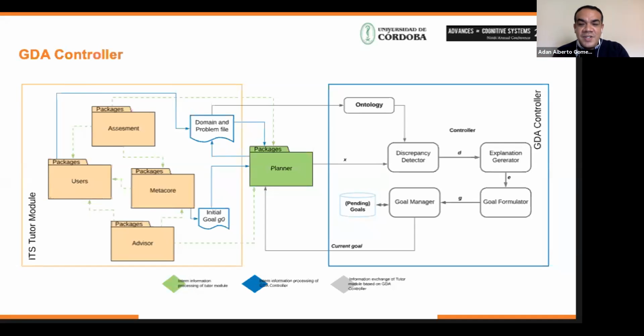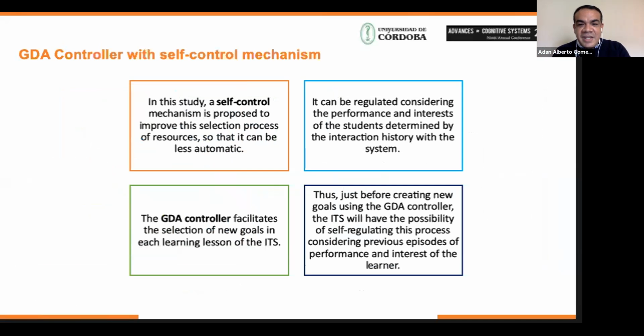The goal manager will select the new goal and turn it into the current goal to be given to the planner. In this study, a self-control mechanism is proposed to improve this selection process so that it can be less automatic. It can be regulated considering the performance and interest of the students determined by the interaction history with the system.